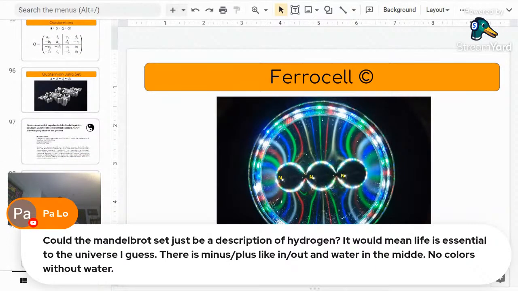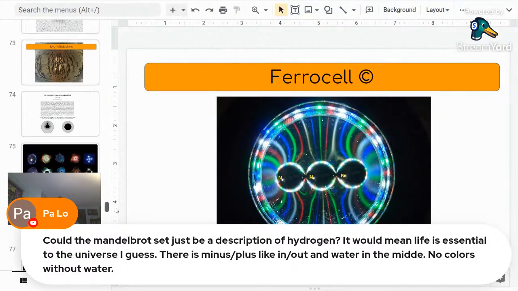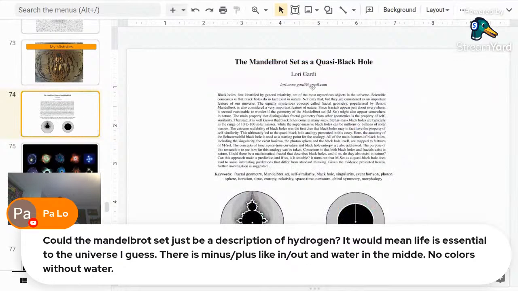I wrote a paper called The Mandelbrot Set as a Quasi-Black Hole. I believe the hydrogen atom is also a black hole. So can the Mandelbrot set just be a description of hydrogen? Quite possibly. I originally wrote it for a conference on combining art and science. I thought it would be a really cool idea. But as I got into this deeper, it looked like the Mandelbrot set really was a black hole.